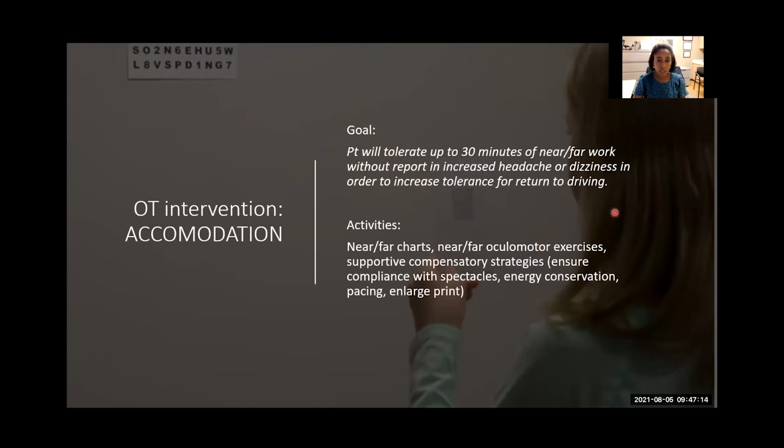Also important here is just educating on compensatory strategies. So if the person has been seen by an eye specialist and has been recommended to wear glasses, whether for reading or both, if they're bifocal or progressive, ensuring compliance with spectacles is top of the line as far as addressing accommodative deficits initially, and then encouraging energy conservation, thinking about ways you can modify the environment, enlarging the print, and so forth.